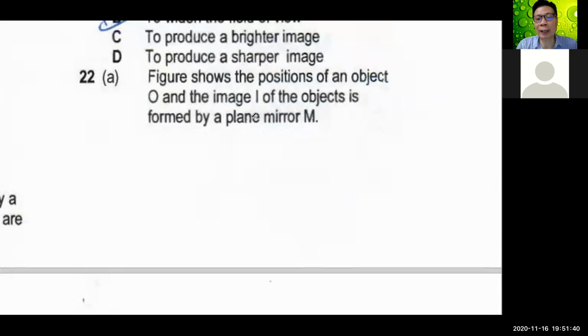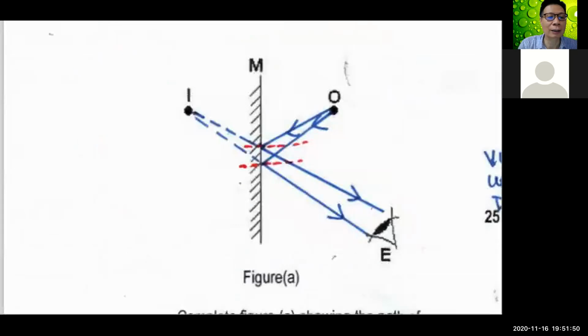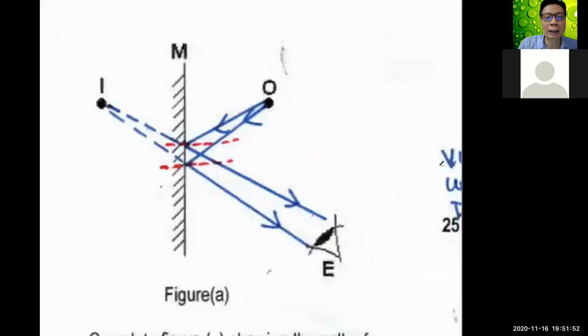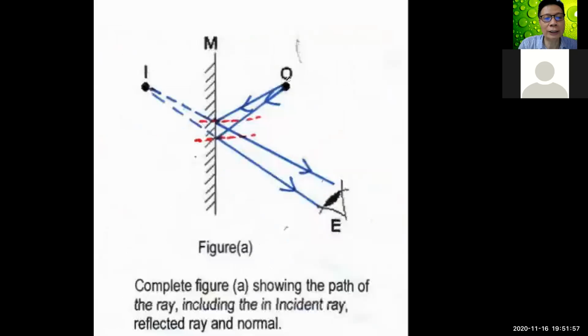The figure shows the position of an object and the image formed by a plane mirror. So, of course, first thing, you draw the diagram now. The method of drawing the diagram, you should know. So, this is an object. Actually, you can use an easier method. Use a ruler, draw this line and this line. Then from here, connect to object and put up the arrow.